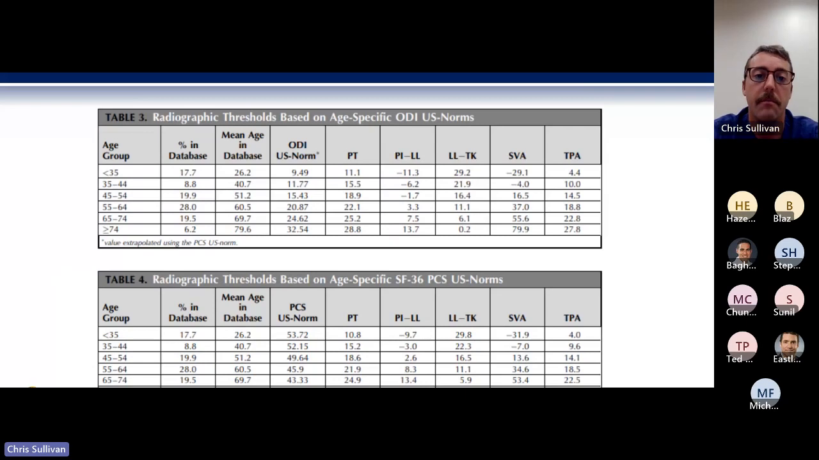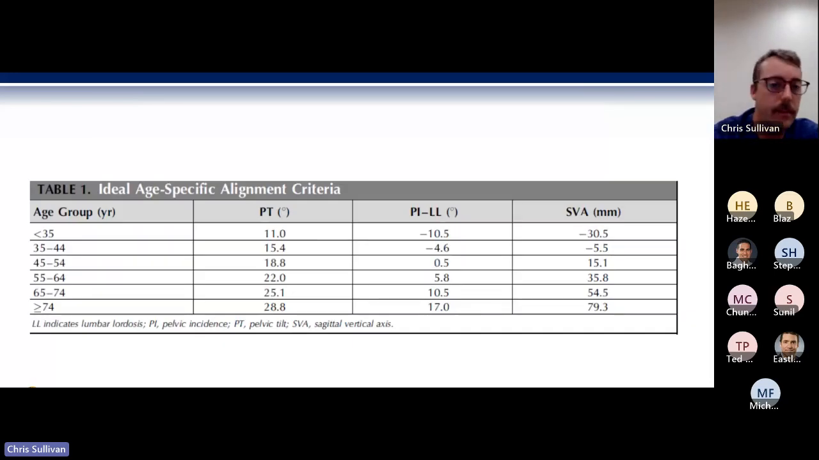So based on their disability scores, as you can see, as age goes up on the left, their pelvic tilt significantly increases, their PI-LL significantly increases, and their SVA generally increases as a norm. So this is what people generally will tolerate. And so for age-specific alignment criteria, as you get older, you generally don't need to correct them down as much, is essentially the takeaway.